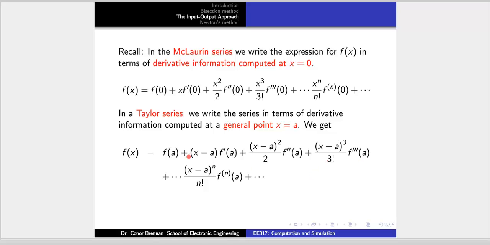And again, this is a polynomial. There's a constant term, there's a term here in x, there's a term here in x squared, etc. And the larger the number of terms we keep in this polynomial, the closer this polynomial resembles the actual function. This is called a Taylor series.